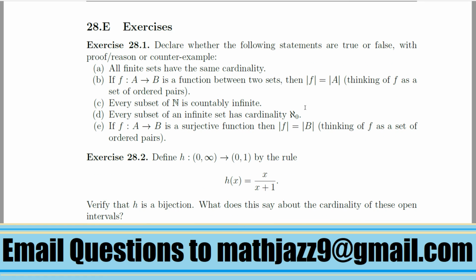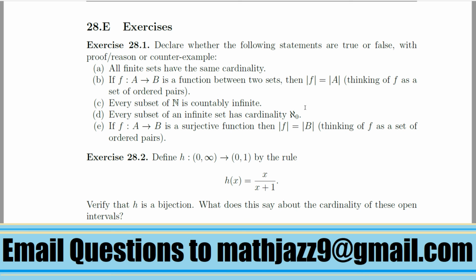Let's see. Declare whether the following statements are true or false with a proof or a counterexample. Okay, all finite sets have the same cardinality. That's false. The set that has one element has a different cardinality than the set with two elements. Okay. If f goes from A to B as a function between two sets, then the order of f is the order of A, thinking of f as a set of ordered pairs. Yes, that's true.